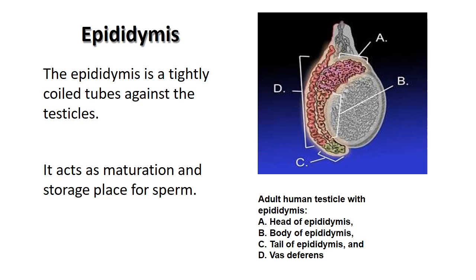Now, adult human testicles with the epididymis, you can see in the figure, they show a total of 4 parts. First one is the head of the epididymis, second one is the body of the epididymis, third one is the tail of the epididymis, and the last one converts into the vas deferens. Okay, 4 parts of the epididymis.